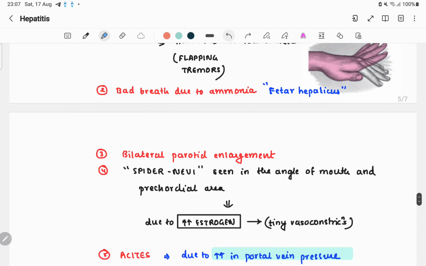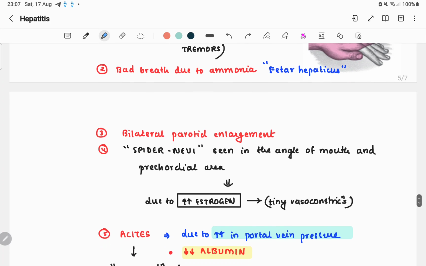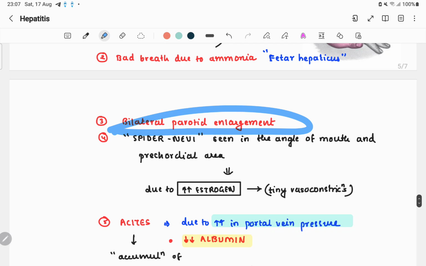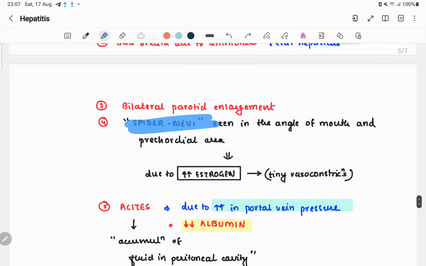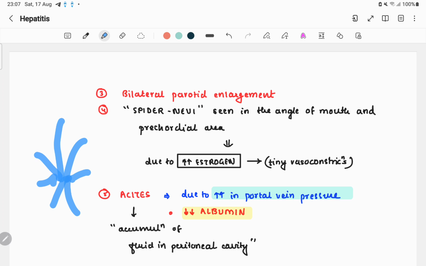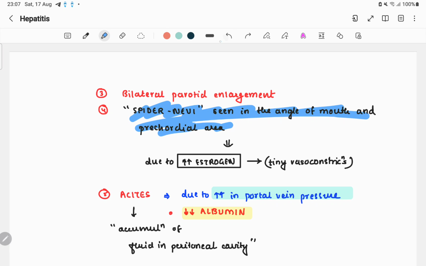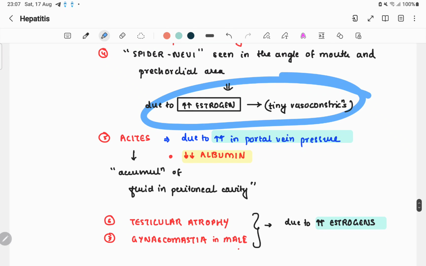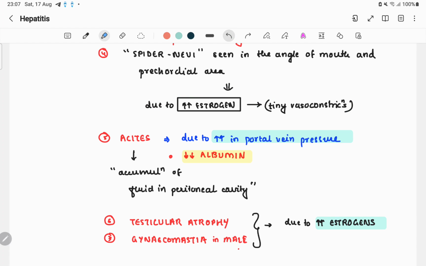Bad breath due to ammonia. Bad breath as a general term is called halitosis, but bad breath due to ammonia is called fetor hepaticus. Bilateral parotid enlargement. Spider nevi are in the angle of mouth and precordial area. Spider nevi are a type of mole, but it appears like a spider, with a projection present. A bluish color is there. Due to increased estrogen, tiny vasodilations are occurring and causing this.